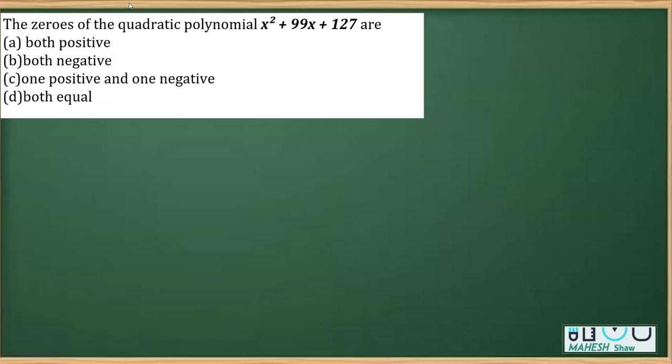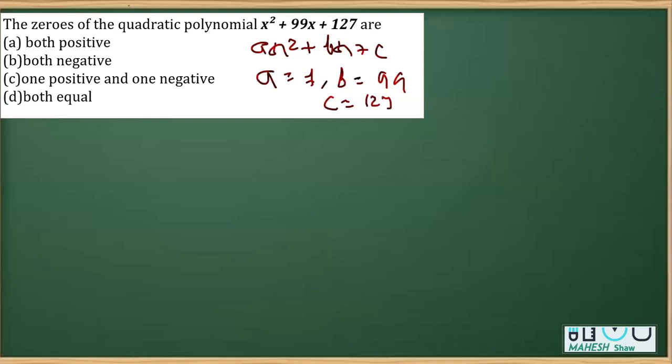So if I write this in the standard quadratic polynomial form, ax squared plus bx plus c, from here I can compare and say that a is what? a is 1, b is 99, and c from here is 127.